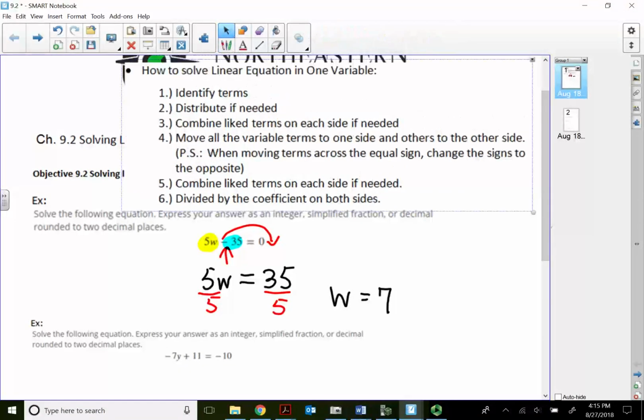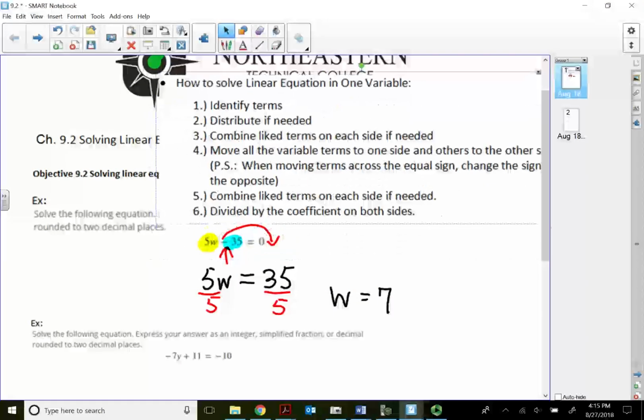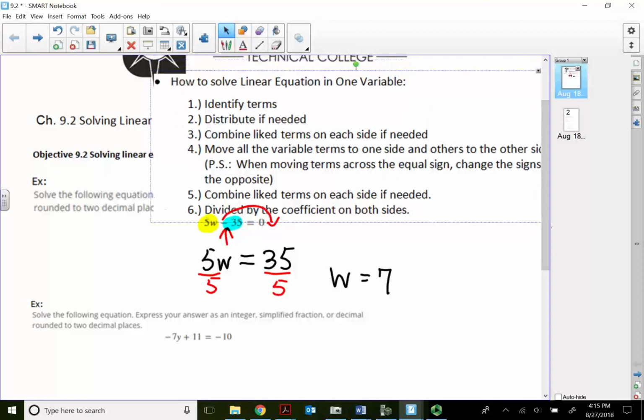If you don't mind, I'm going to slide this thing down as I go along. If it bothers you, you can pause it so you have time to copy this down.